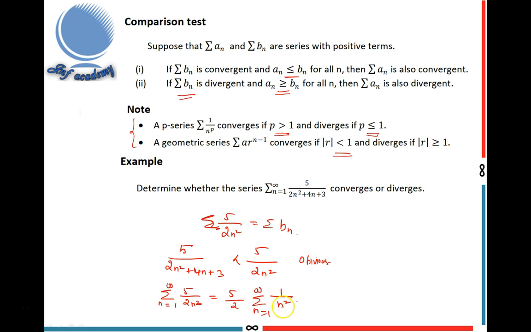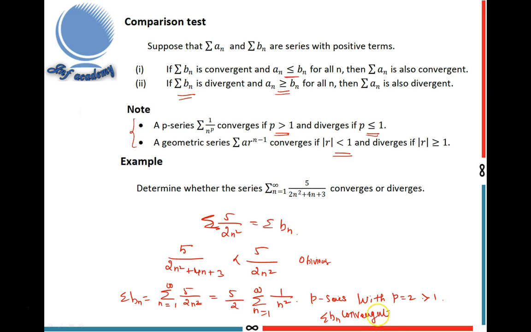This is a p series. Sigma 1 by n power p is a p series. Here p is 2. Here I use the condition that a p series converges if p is greater than 1 and diverges if p is less than or equal to 1. Here p is 2, which is greater than 1. So this series is convergent by using that result. Sigma bn is convergent because p is greater than 1 and it is a p series.